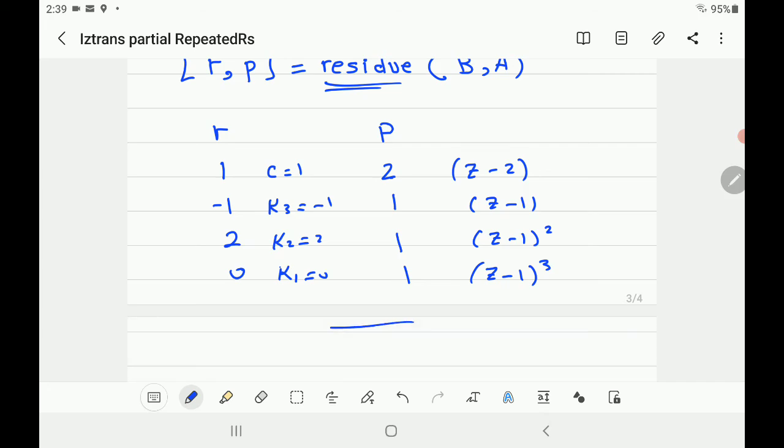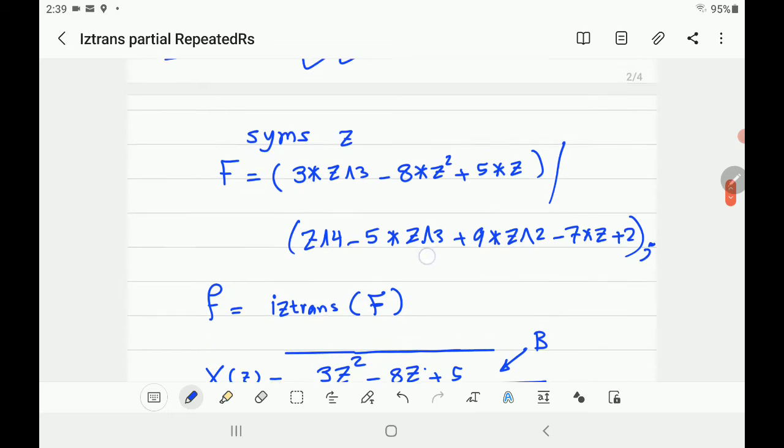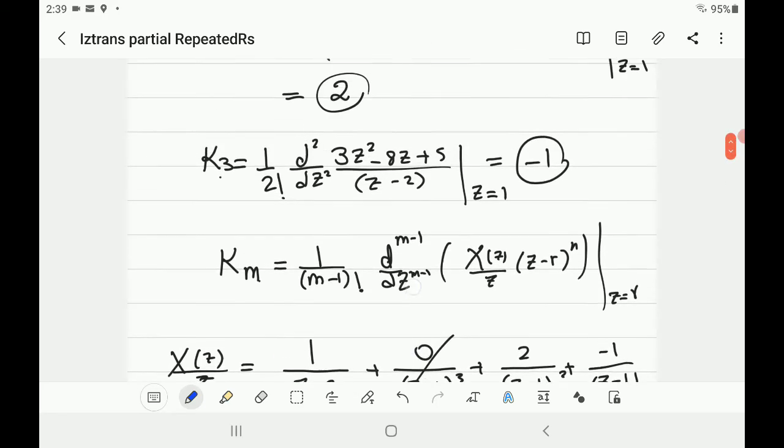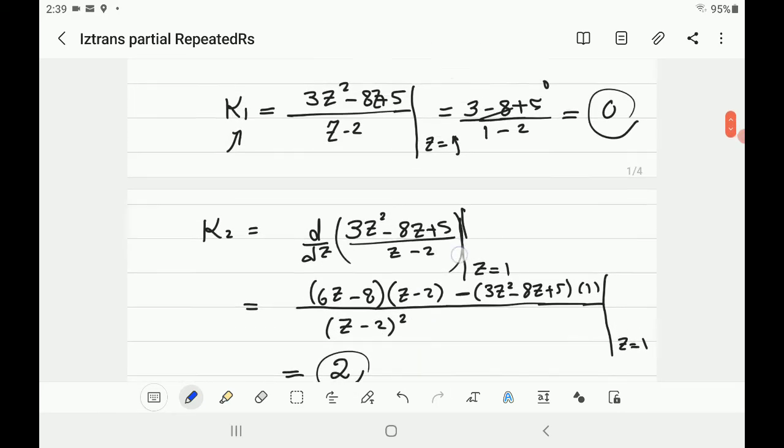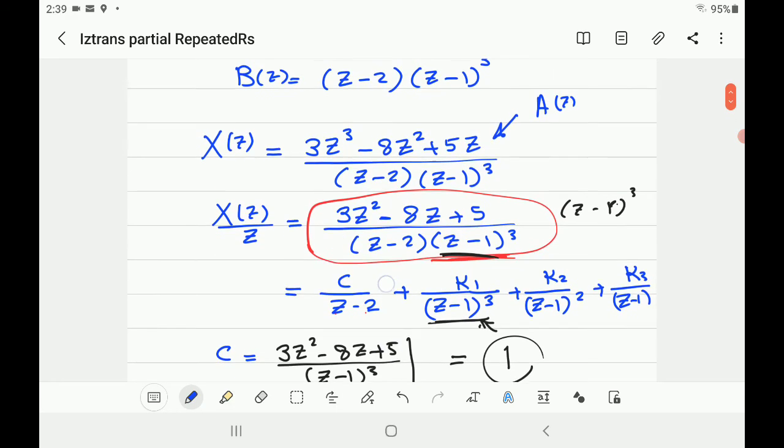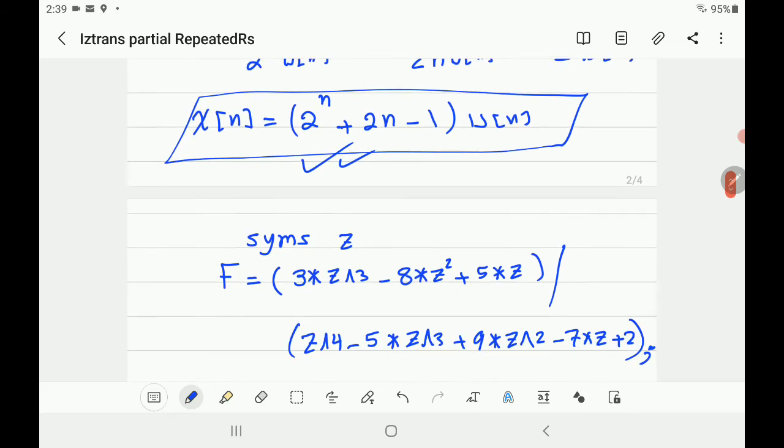Only I have to tell you about one observation I intentionally did. Observe that you found K1 is equal to 0. You know what that means? Let's go there and see what you have. When we reduced this equation, X of z over z, the top part is equal to 3z squared minus 8z plus 5. The bottom is z minus 2, z minus 1 cubed. Let me write it here and observe that.